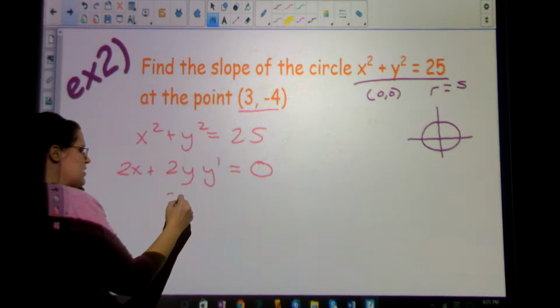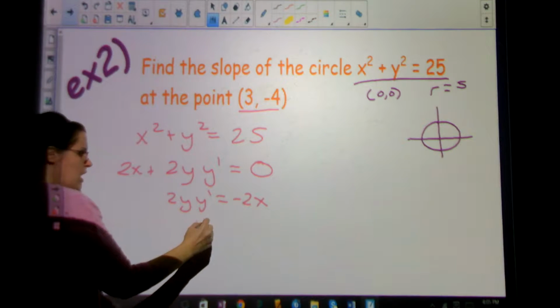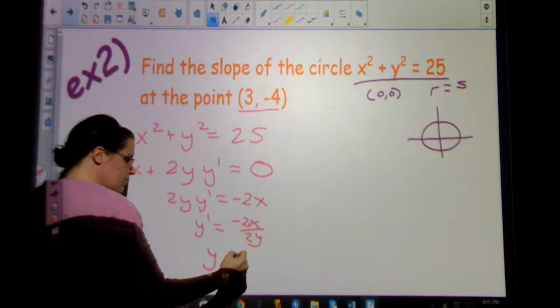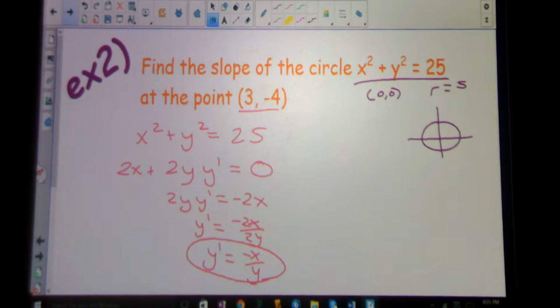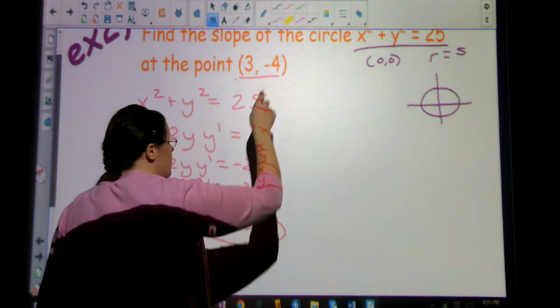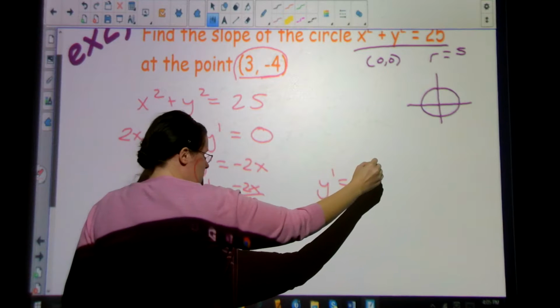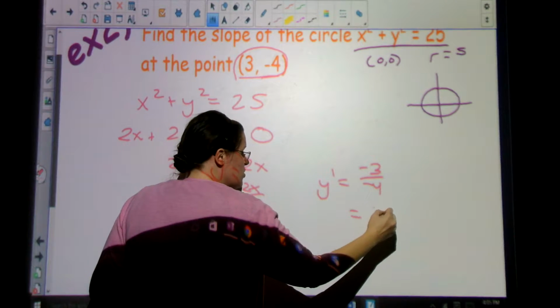Now I need to work on getting y prime by itself. So subtract 2x, divide by 2y, and please reduce. There's my answer. Well, part of it, I have to evaluate. Sorry, I haven't finished. Okay, so that's my derivative, but it wants me to evaluate at the point 3, negative 4. So let's plug in y prime: negative 3, this is negative x, over negative 4, which is 3/4.